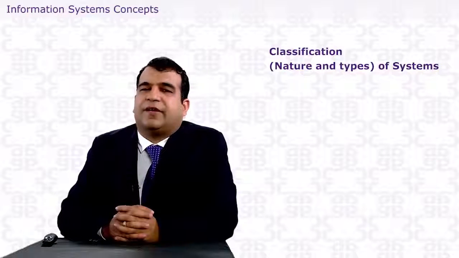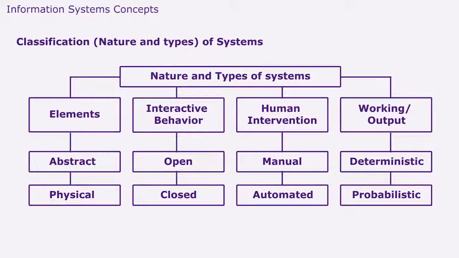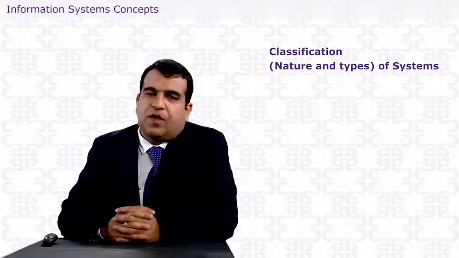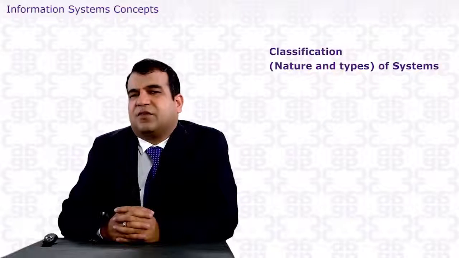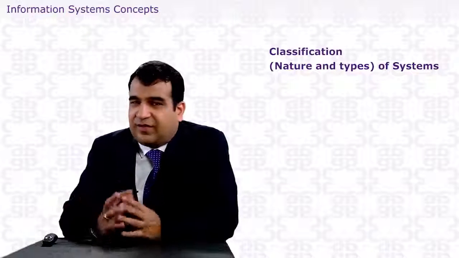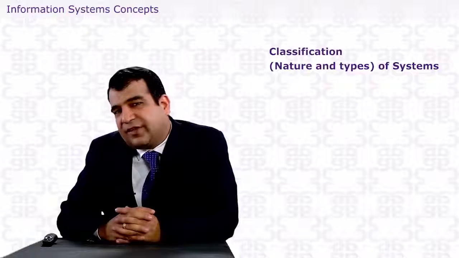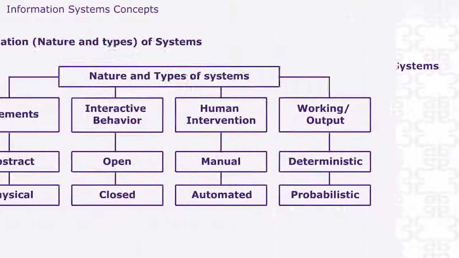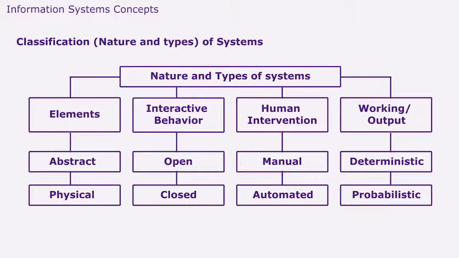Then we'll try to categorize a system in the way it interacts with the external environment, that is, how the interactive behavior of the system goes. In this, we'll divide the system into 2 categories: open system or closed system. Thirdly, we'll try to categorize our systems in terms of human intervention. It could be a manual system or a computer-based system. And last but definitely not the least, we'll categorize the systems on the basis of working, that is, probabilistic system or deterministic system.